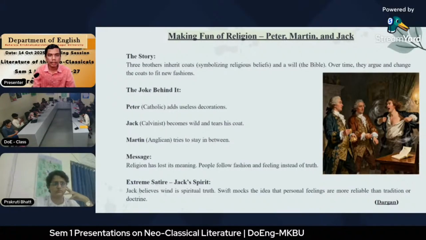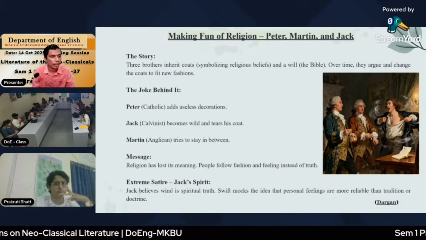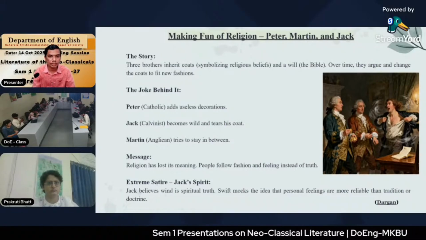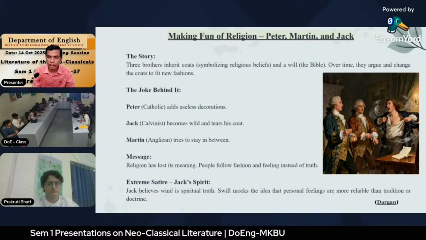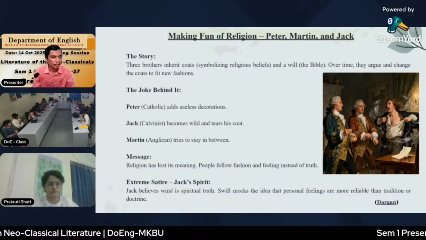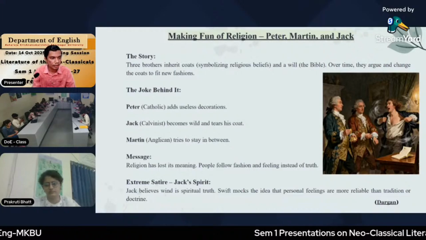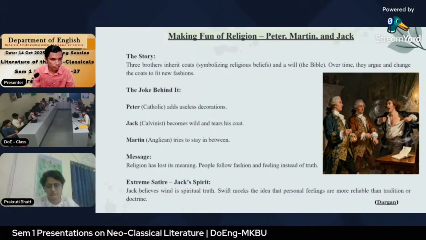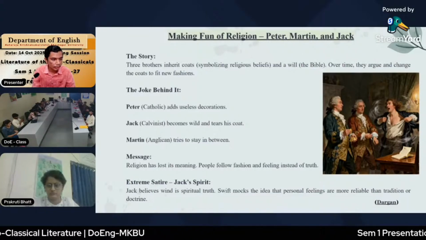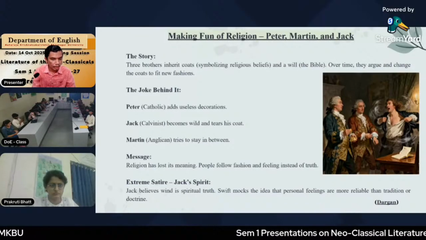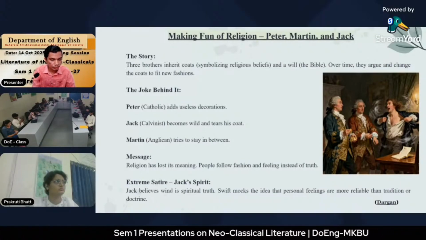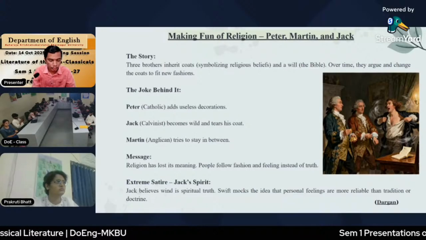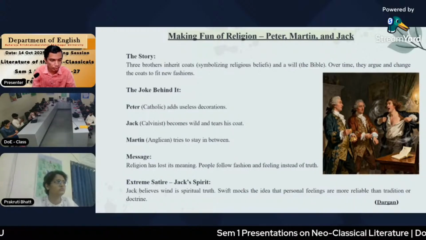Making fun of religion: Peter, Martin, and Jack. In the story, three brothers inherit coats symbolizing religious belief and will, the Bible. Over time, they argue and change the coats to fit new fashions. The joke is that they add useless decoration. Jack becomes wild and tears his coat. Martin tries to stay in between. Religion has lost meaning. People follow fashion and feeling instead of truth.